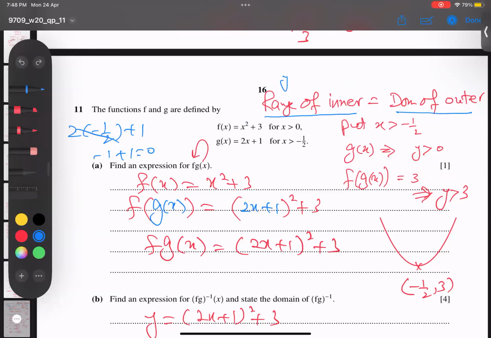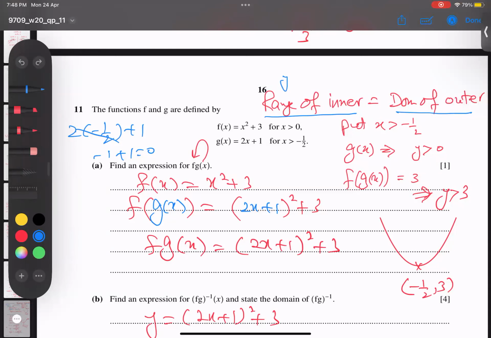And when I plug into the outer function, this 0 goes there. So I get 3, because y is bigger than 0. So this range becomes the domain, and the final answer is the range. This is the range of the composite function, and this is called the domain of the composite function. I hope you got my point.